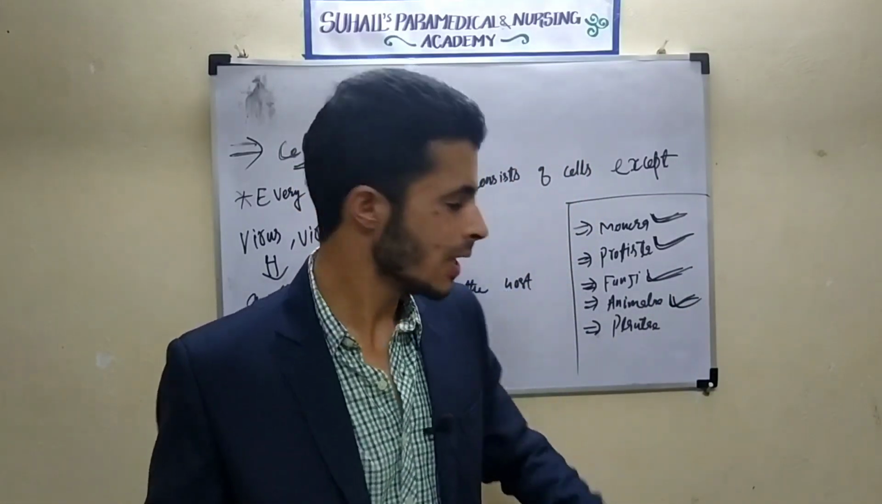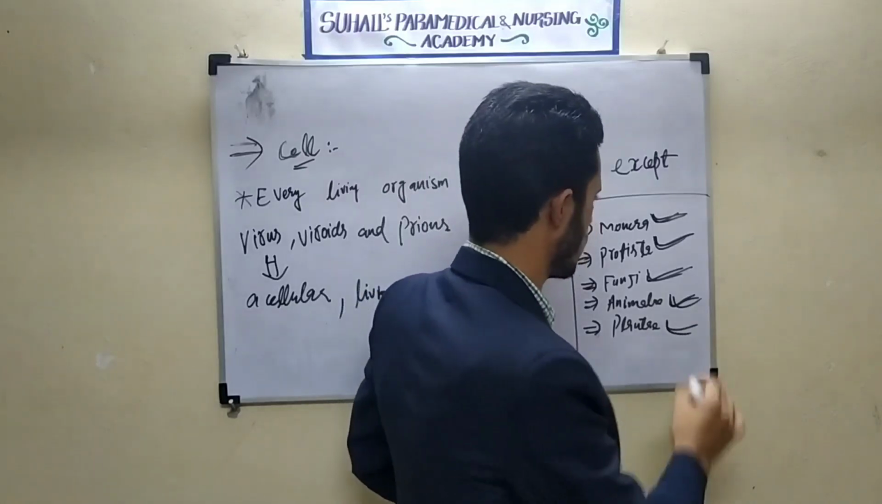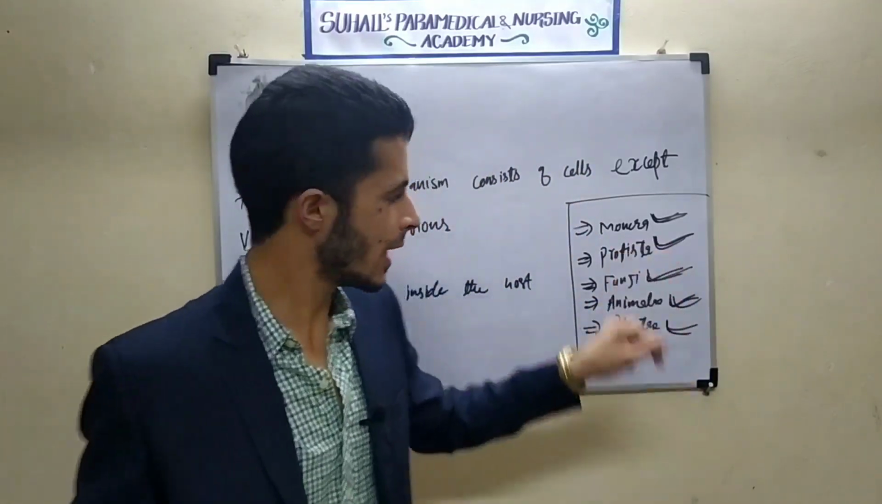Human was also placed in the kingdom Animalia, and plant is a different kingdom. So these all consist of cells. Everyone is having the cell.